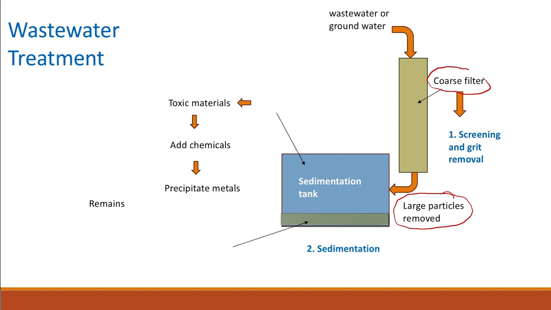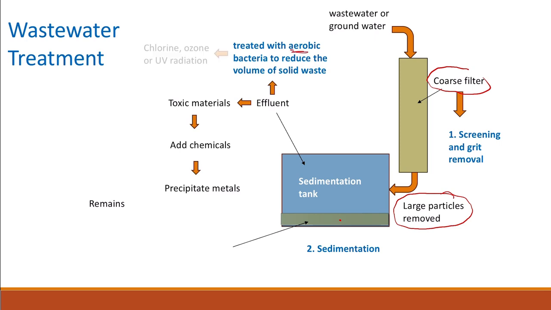The second step is sedimentation. The water is now left in the sedimentation tank where the fine particles will collect at the bottom and the water will remain at the top. The top part is called the effluent. The effluent is then treated with aerobic bacteria to reduce the volume of the solid waste. So remember that the effluent is treated with aerobic bacteria.